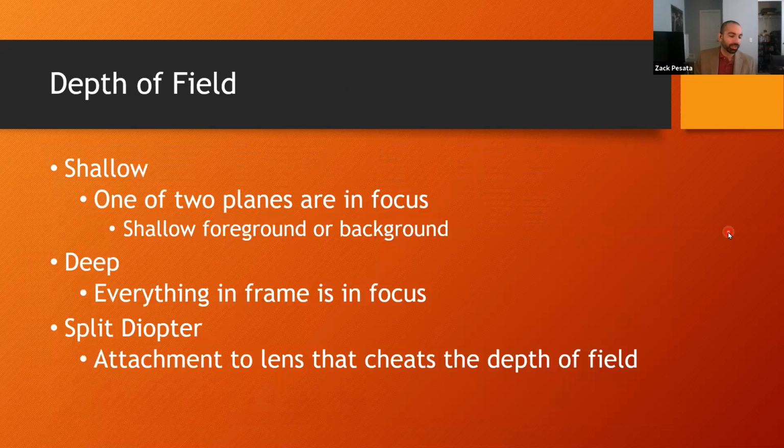Okay, in addition to foreground, background, we're going to go one step further with depth of field. As a reminder, shallow depth of field is when one of two planes are in focus, either the foreground or background. So you either have a shallow foreground or background. Deep depth of field is when both the foreground and background are in focus. And then split diopter is an attachment to the lens that kind of cheats a deep depth of field. And I just want you to be able to notice that.